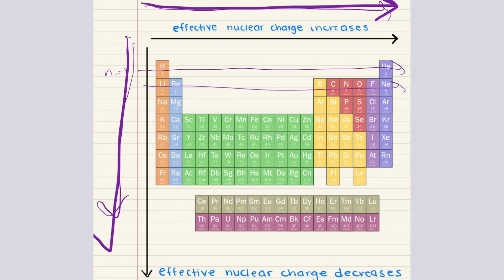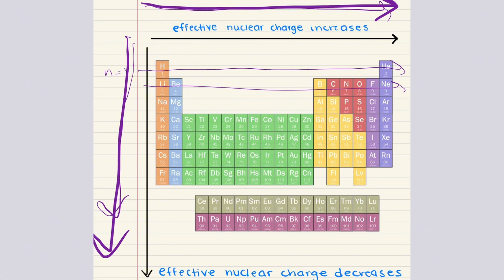What about going down a group? What is the trend for effective nuclear charge? Down a group, effective nuclear charge decreases. Even though the number of protons increases as you go down a group, so does the number of inner electron shells, and that's going to increase shielding. This increase in shielding is going to weaken the attraction between the nucleus and the valence electrons, which is why effective nuclear charge decreases as you move down a group.